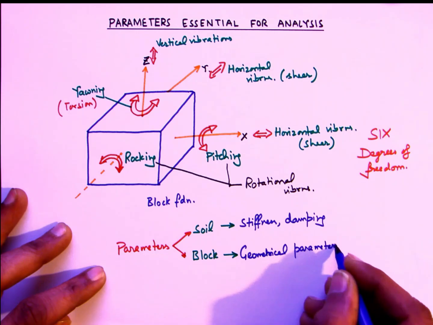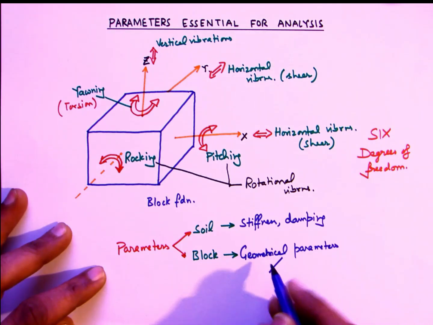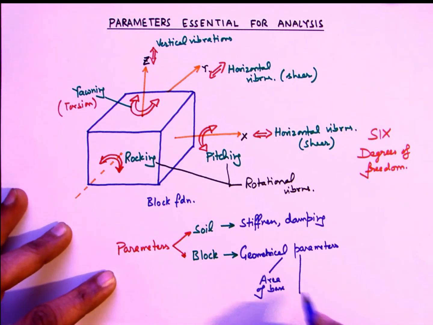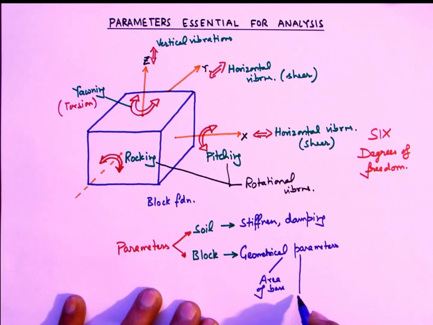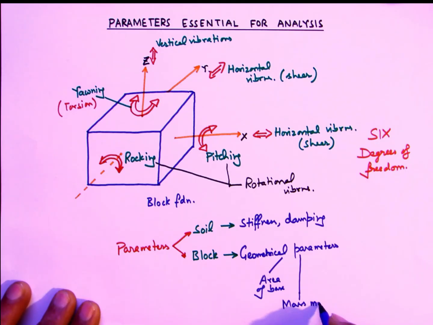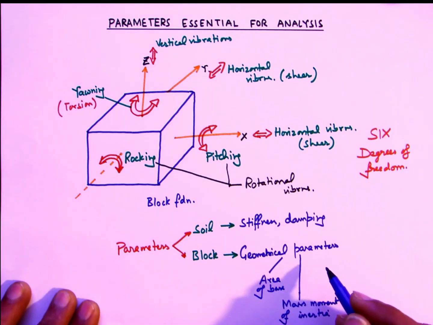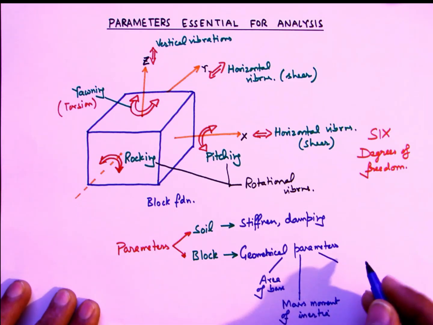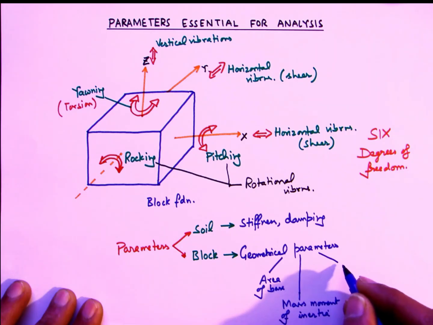As far as the block is concerned, we need its geometrical parameters. The geometrical parameters are namely the area of the base of the foundation block, the mass moment of inertia, and the area moment of inertia of the base. We have seen how these factors are used in the calculation of the various stiffnesses associated with the block foundation.